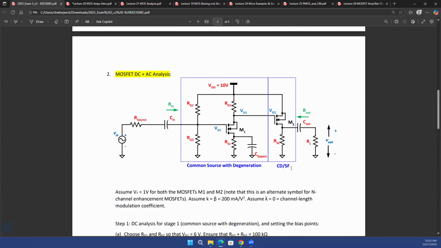The second part is a common drain or a source follower. And why is it a common drain? Because your input is at the gate, your output is at the source. So your drain becomes the common terminal in that case. So let's see how you're going to solve a common drain or a source follower problem, something that resembles this particular exam problem.